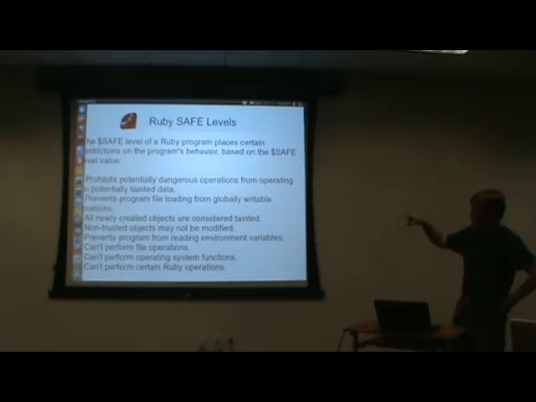All newly created objects are considered tainted, just like in Perl. There's something new to Ruby 1.9 called trust, where you have trusted objects, and we'll talk about that in a few seconds. You can't perform certain file operations, certain operating system functions, or certain Ruby operations, depending on the value of the safe level.